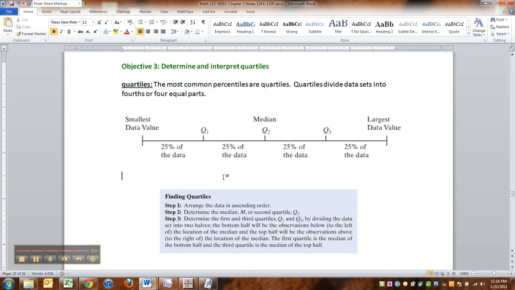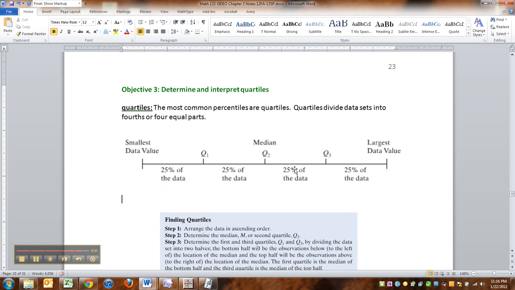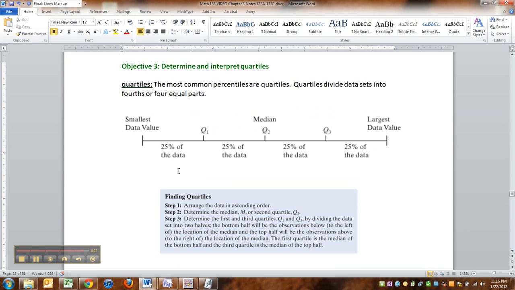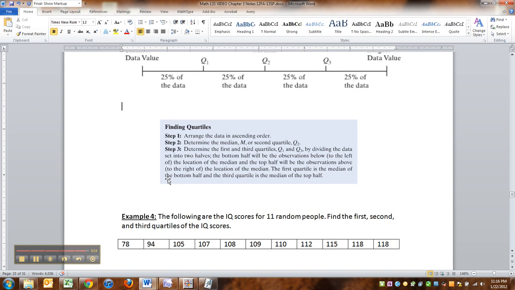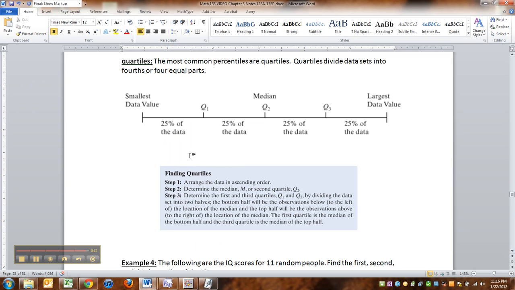All right, what about quartiles? Well, quartiles are the special percentiles. They're the 25th percentile, the 50th percentile, and the 75th percentile. And when you think about it, 25, 50, 75, that divides the data set into 4 equal parts, i.e. 4 quarters. Get it? Quarters, quartiles.